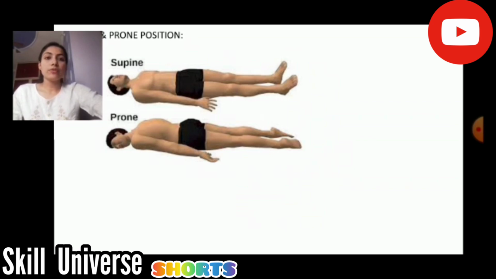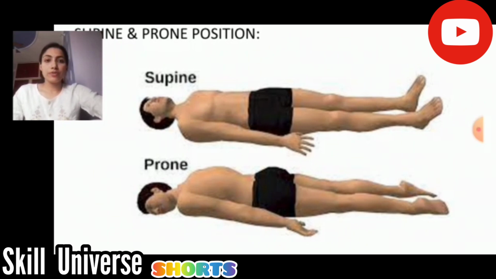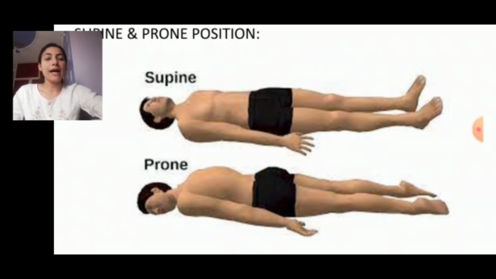Now, the second position is the supine position. Supine position is the position in which a person lies on his back and his face is directed towards the ceiling.